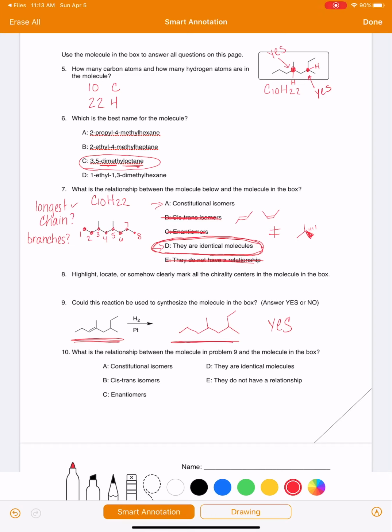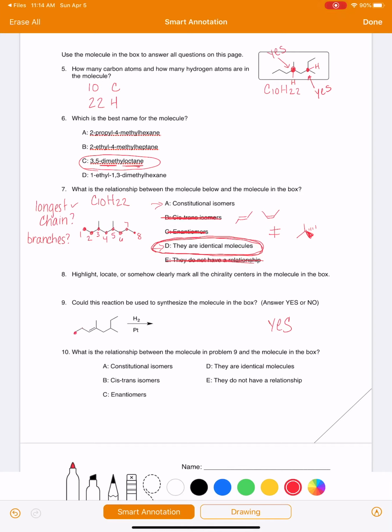What is the relationship between the molecule in problem 9 and the molecule in the box? That is not referring to the product. The molecule in problem 9 and the molecule in the box. How are they related to each other? So this is similar to question number 7. The first thing that we should do is find the molecular formulas. We know the molecule in the box is C10H22. What's the molecular formula for the guy in number 9?